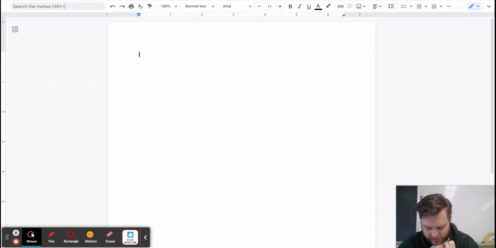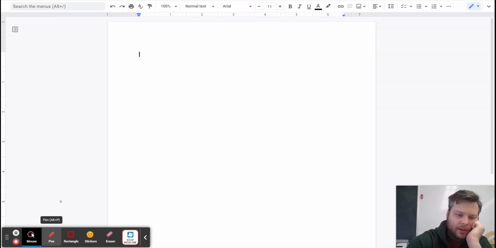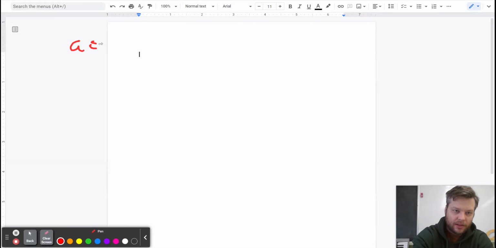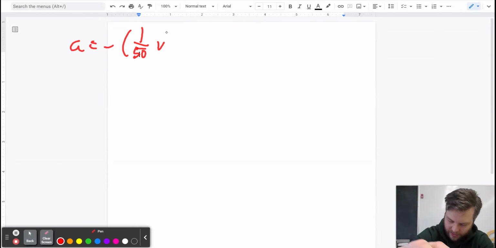All right, one more differential equation here. We've got an acceleration of a particle, and initially this doesn't really seem like a differential equation. A equals negative 1/50th v squared plus 32.